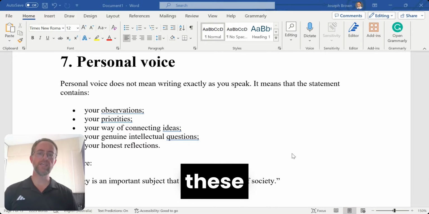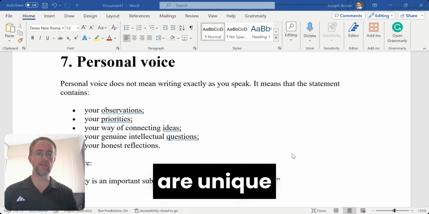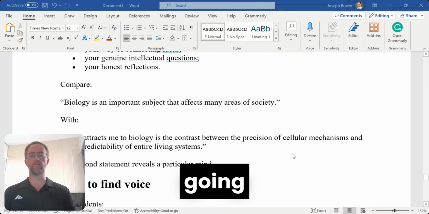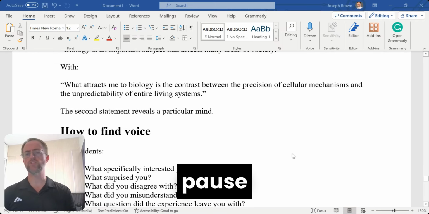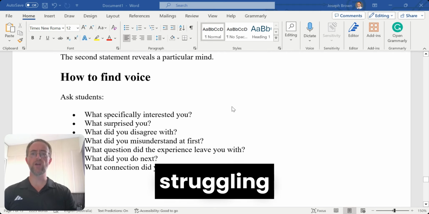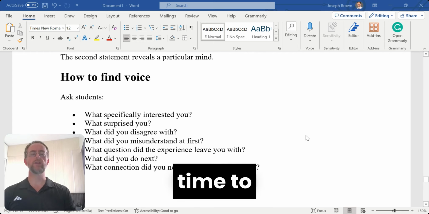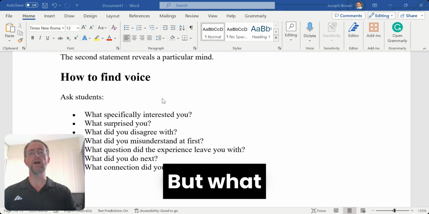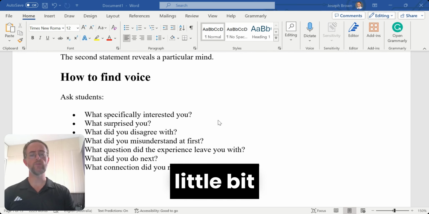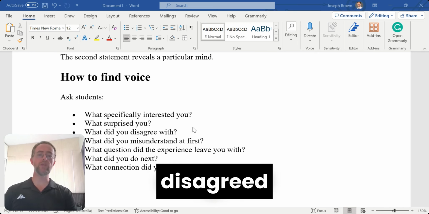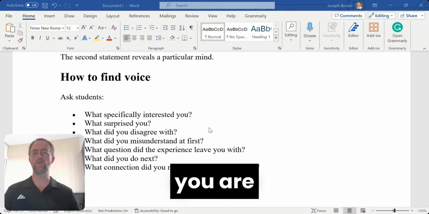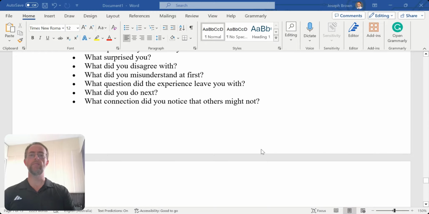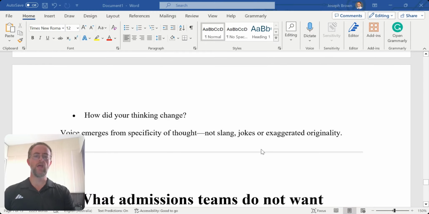But by showing these things, it shows you are unique and that you're a special kind of student that we want to have. And again, we're going very long, so I'm not going to read all the examples. You can always pause and read through all of this at your own time. If you are struggling to find your voice, you might take time to ask some of these questions. You should all obviously be looking at what's your interests, but what surprised you can give you a little bit of voice that makes things different. What you disagreed with, that very strongly shows who you are and your voice. Things that you didn't understand in the beginning, etc. And so those things are going to be very helpful.